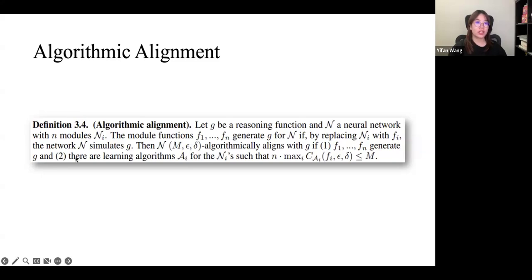And the second one is that the learning algorithm Ai for each module has a bounded sample complexity, such that the total complexity n multiplied by C_A is less than or equal to M. Essentially, this means that the network can simulate the reasoning function efficiently with minimal data requirements. This definition provides a theoretical basis for understanding why some neural network architectures generalize better than others. When a network is well aligned with the task, its structure naturally supports efficient learning.